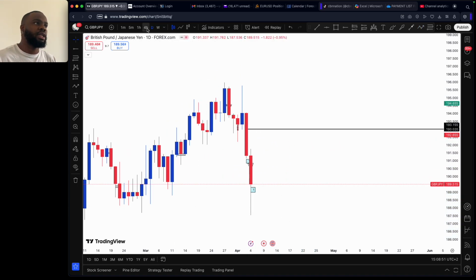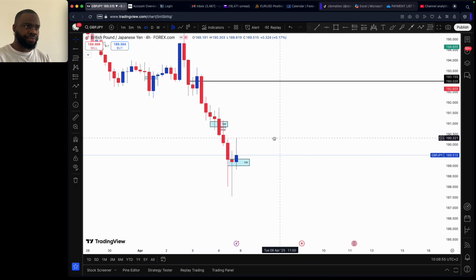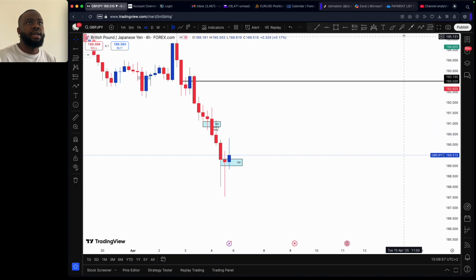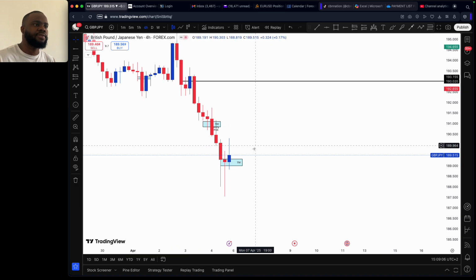So in order to do that, let's go to the 4 hour time frame. On the 4 hour time frame, we can see there was a lot of bearish momentum on the market up to this extent here, but the last 4 hour candle closed in sort of a pin bar, also engulfing the last set of candles.